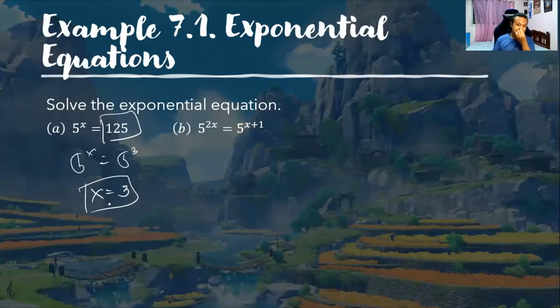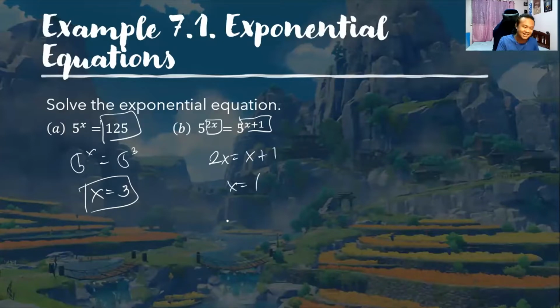Okay, so next is 5^x and 5^(x+1). This is simple because they have the same base, which is 5. So we go straight to the exponents: 2x = x + 1. Subtract x from both sides. So x is equal to 1. Okay, so the solution is 1.